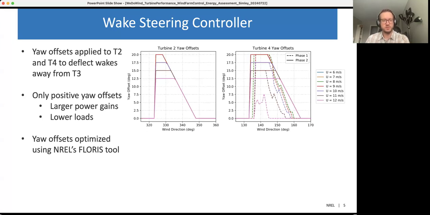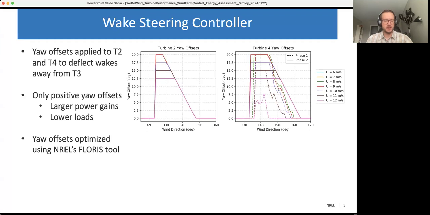And we only used positive yaw offsets for this experiment because, if we had to choose between positive or negative yaw misalignments, then there's a slightly larger power gain predicted by models with positive offsets, and then it can reduce loads on the turbine blades when using positive yaw misalignments versus negative offsets.